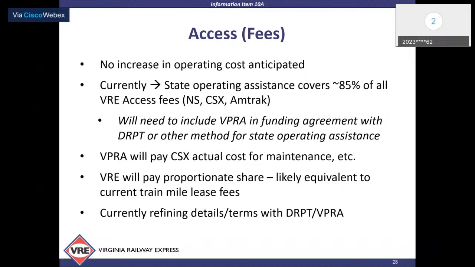And we're all used to paying our access fees, particularly with CSX and Norfolk Southern, and these train mile lease fees, so many dollars and cents per mile. The proportional share, if you will, could be similar to a train mile fee, but we just simply haven't got there yet, at least to have that precisely nailed down. So again, there are details and terms that we continue to work out under access fees.